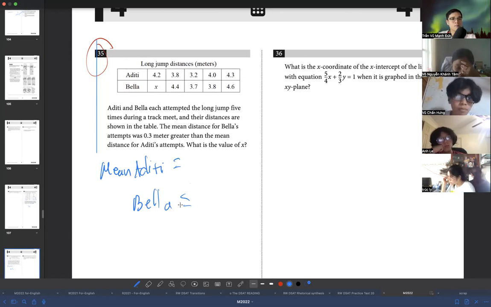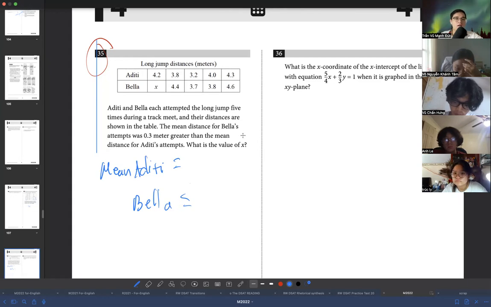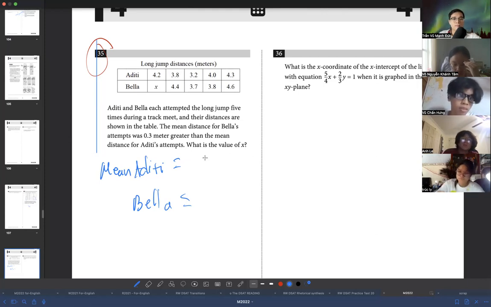Three. Okay, it's 3. Right, let's check. How did you come about 3? I calculated the mean of Additive's attempts. So how much is it? 3.9. 2.9. Right, how about Bella?